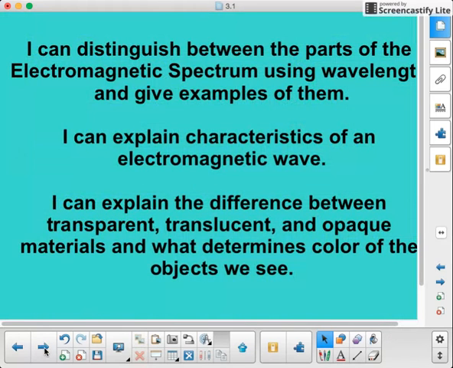The first is, I can distinguish between the parts of the electromagnetic spectrum using wavelength and give examples of them. Second is, I can explain characteristics of an electromagnetic wave. So that means recognizing that it's a wave that can travel without a medium, and that they are transverse waves. And then lastly, we're going to skip part of this learning target. We're going to skip "I can explain the difference between" and just do, I can explain what determines the color of the objects we see.